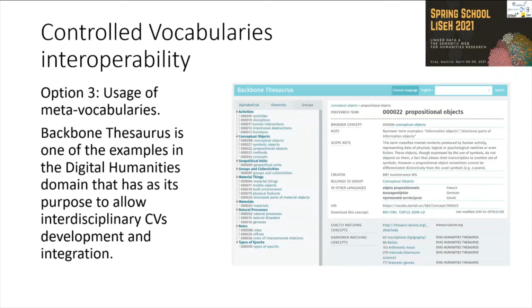And the third option is to use meta vocabulary for linking local vocabularies and establishing relationships among them through common meta-level concepts. The backbone thesaurus is one of the examples in the digital humanities field that has as its purpose to allow interdisciplinary control vocabularies development and integration.